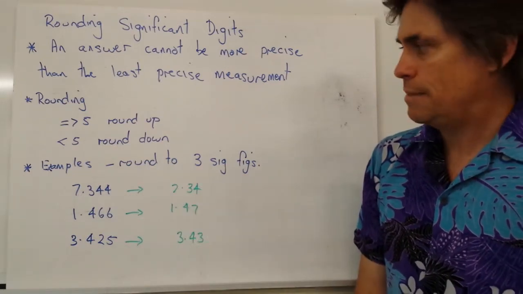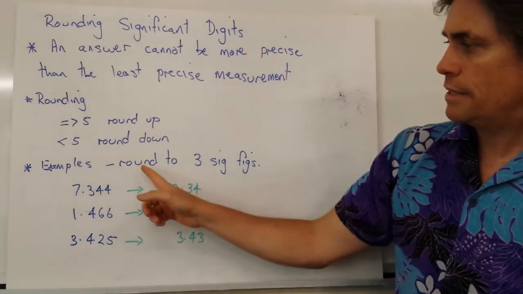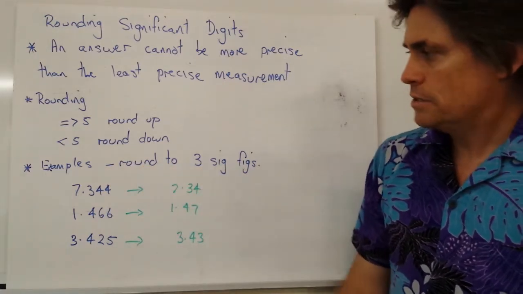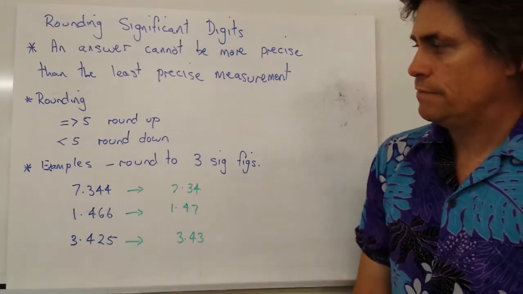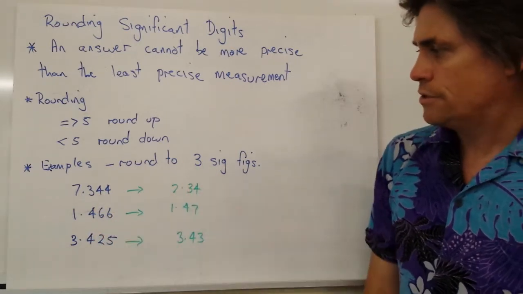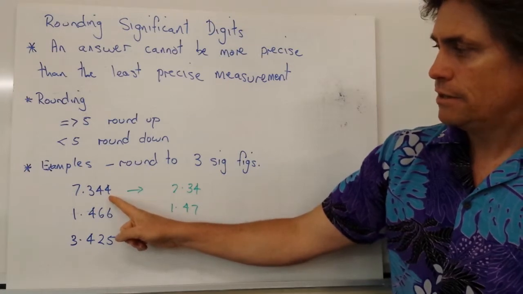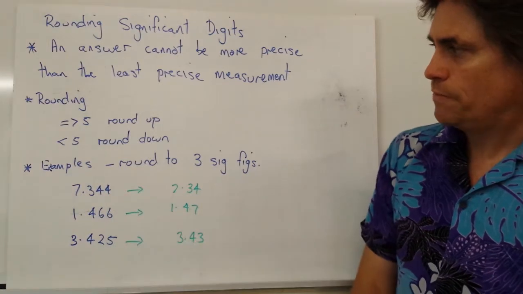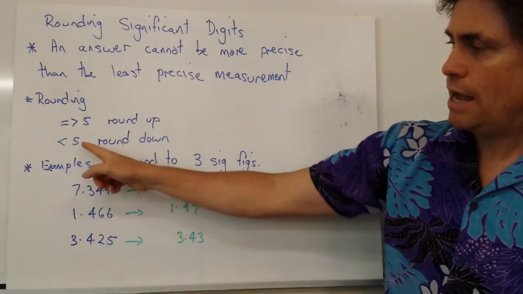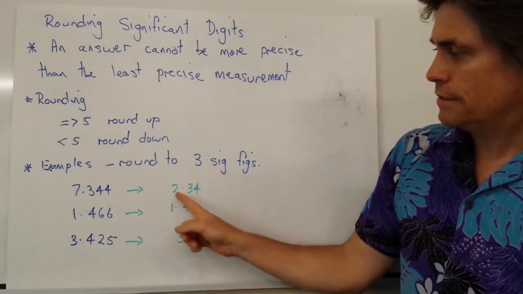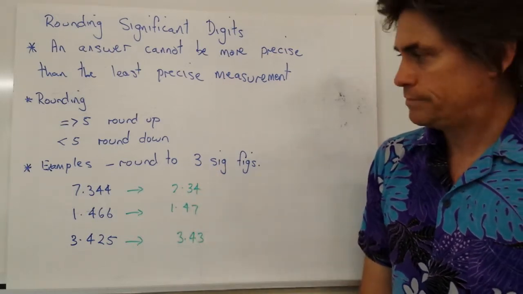So let's look at some examples. We've said that we want to round our numbers to 3 significant figures. In the first example, I have 4 significant figures. We need to round it to 3. So we look at our last digit, which is our non-significant figure, and we find that that's a 4. According to this digit, we need to round down because it's less than 5. So to 3 significant figures, this is 7.34.